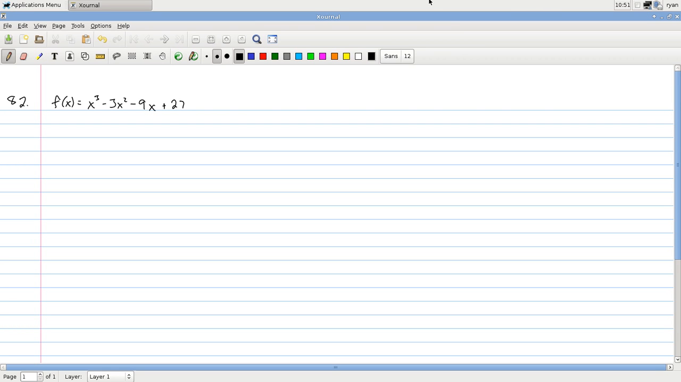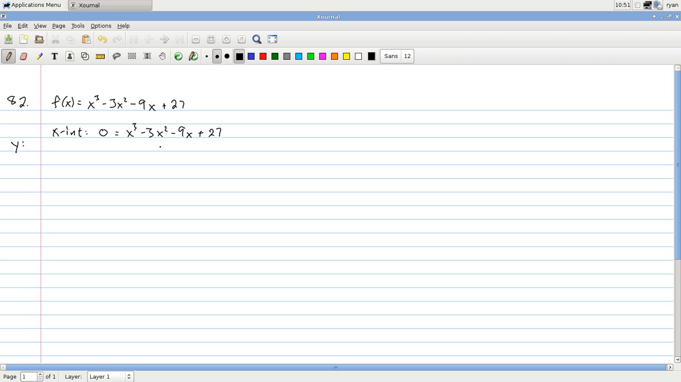Problem 82. Use calculus techniques to graph the function x cubed minus 3x squared minus 9x plus 27. First, we're going to look at the original function. We're going to use the function itself and find the intercepts. To get the x-intercept, we would set y equal to 0. So we have 0 equals x cubed minus 3x squared minus 9x plus 27.